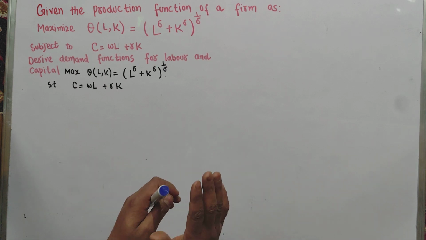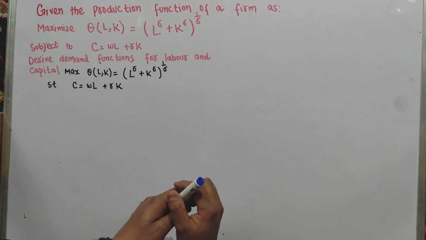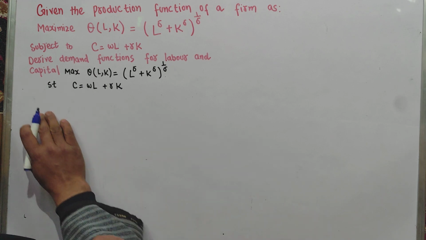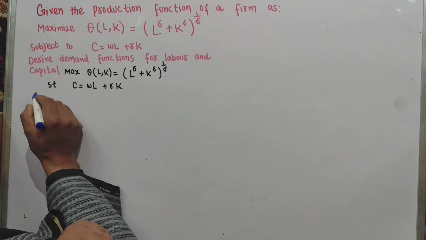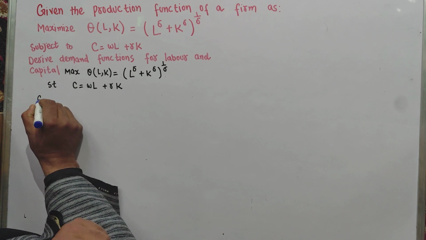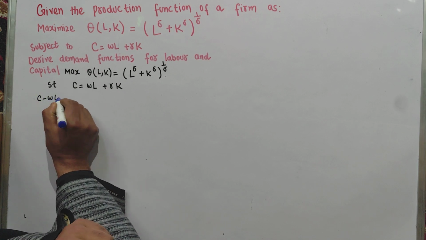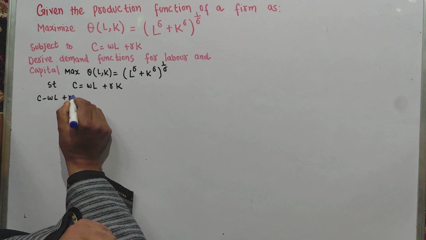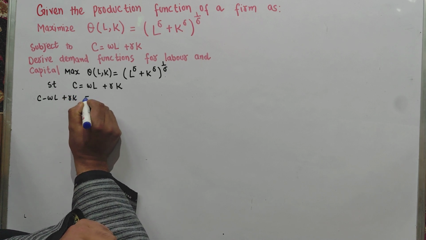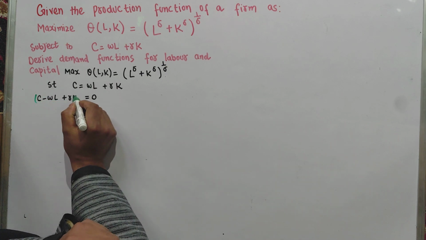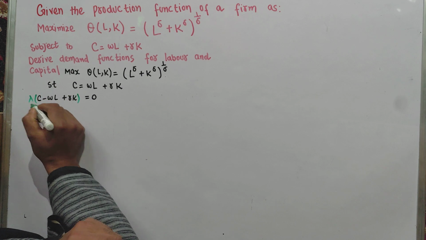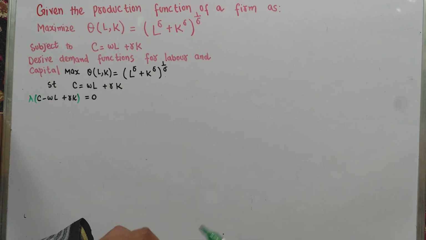First thing is, we will form the Lagrange's function. And how do we form the Lagrange's function? There are some steps. First, we set this constraint equal to 0, that is, we write C minus (WL plus RK) and set it equal to 0. The next step is, we multiply this resulting constraint on both sides by lambda, so lambda times 0 will be equal to 0.